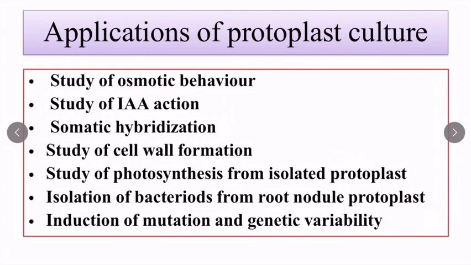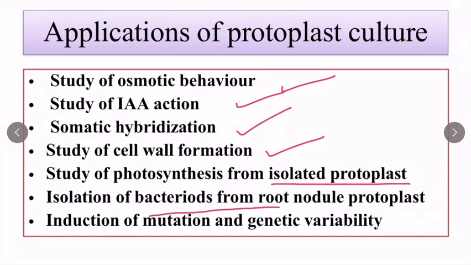This is used for the study of osmotic behavior and the study of indole acetic acid action. This is used for somatic hybridization. Somatic hybridization means the fusion of protoplasts. Somatic hybridization is done between either the same species or different species. It is used for the study of cell wall formation. Study of photosynthesis from isolated protoplasts is done. Isolation of bacteroids from the root nodule can be done by using protoplast culture, and induction of mutation and genetic variability can be studied by using protoplast culture.